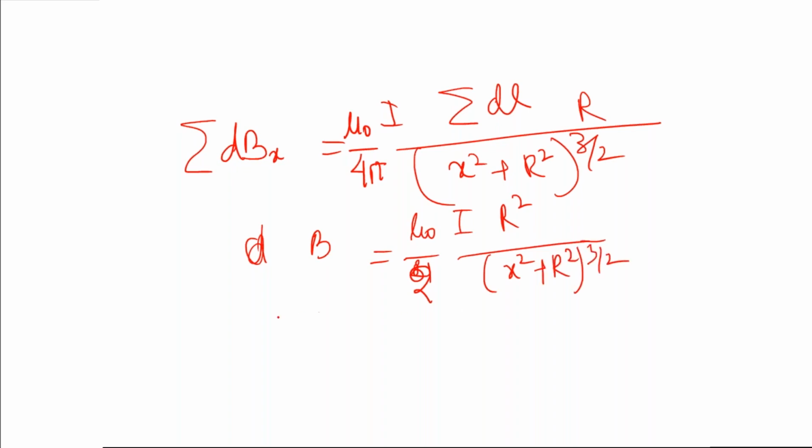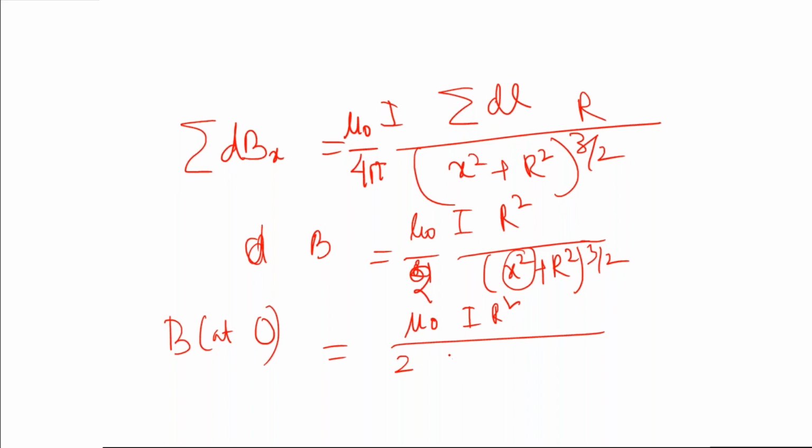Now look, they will ask you to find out the magnetic field at the center, at O. So how to find out? Then you have to put x equal to 0. If you put x equal to 0, you will get the magnetic field at the center. Look here, mu 0 I R square, here it will be 2, and this will be R cube. So one R gets cancelled, and finally you will get mu 0 I by 2R. This is at the center. This is how you will be able to find out the magnetic field at any point on the axis.